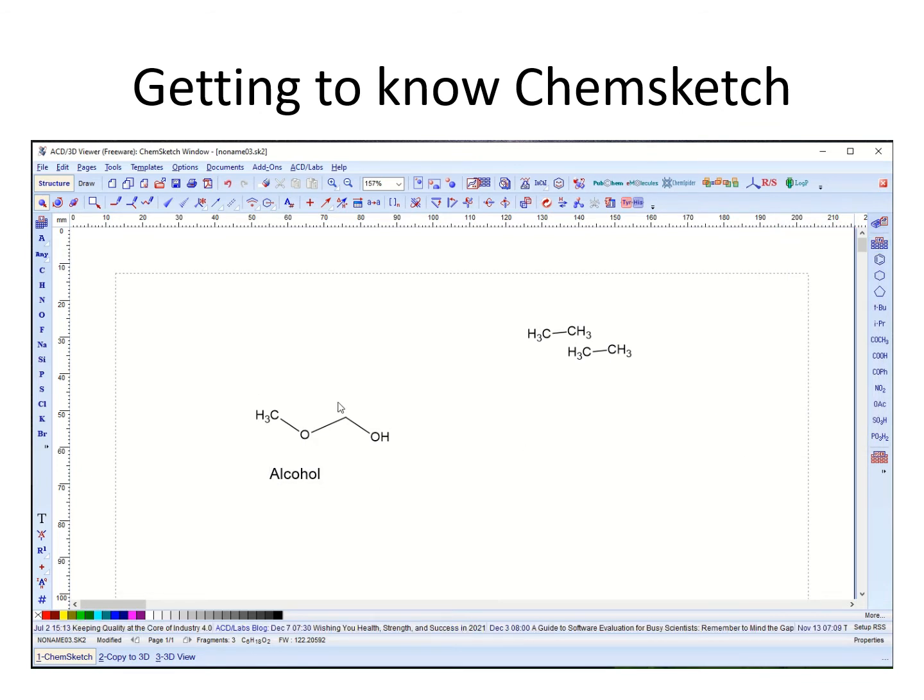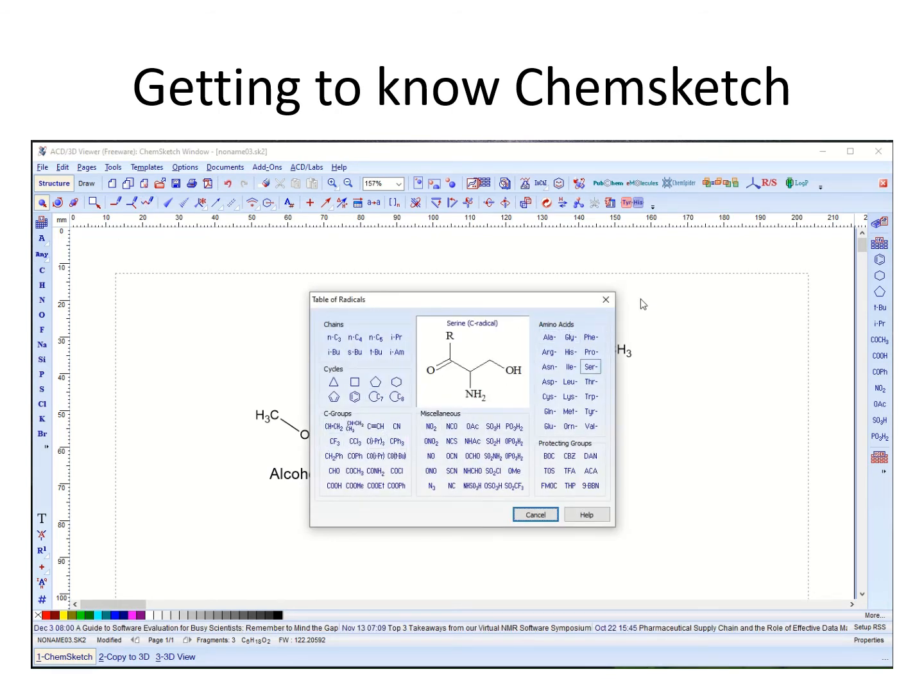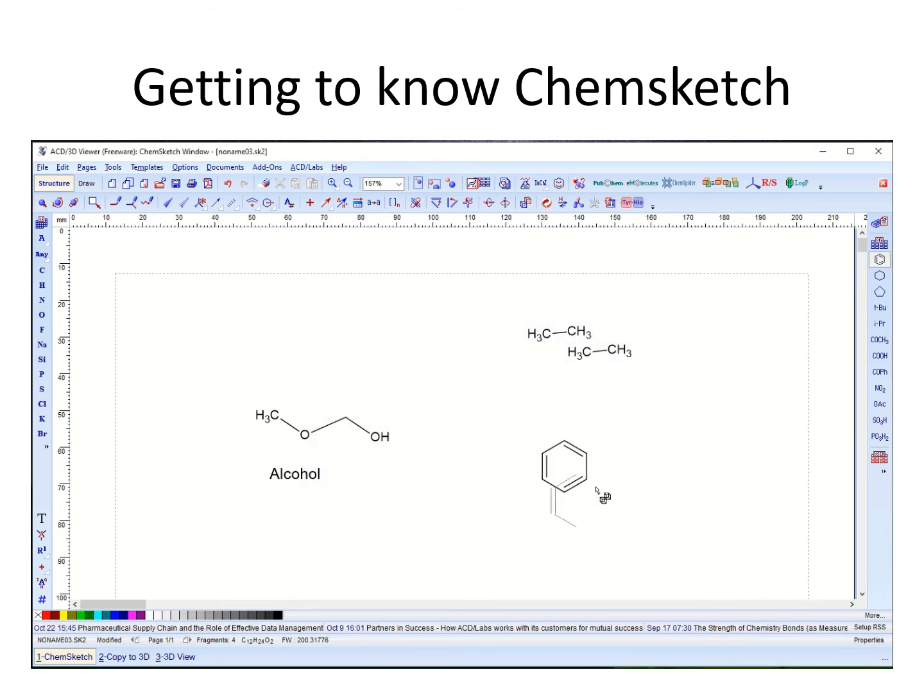Okay, so that's naming and structure drawing. What else? There's a fragment. You can also add fragments. This is an example of the fragments on the right side. Here you have fragments, so if you have a structure that you already know, for example cyclohexane or benzene, you can just draw like that. Or you can even have cyclohexane over there.